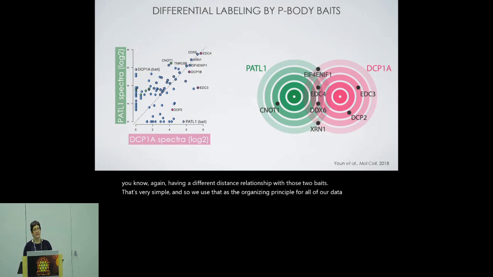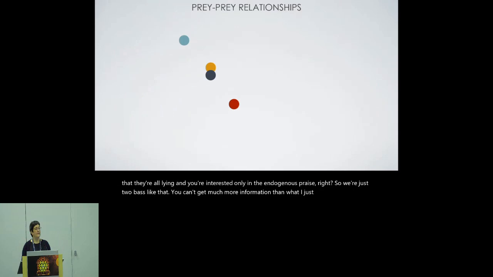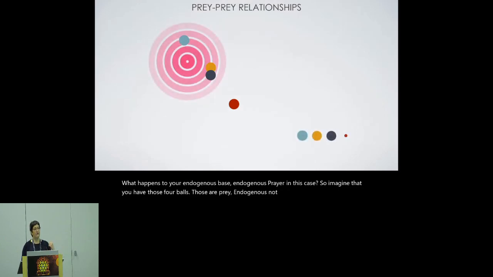So imagine now that you're not interested necessarily in the bait, because I told you already that they're all lying, and you're interested only in the endogenous preys. With just two baits like that, you can't get much more information than what I just told you. But if you have the potential to do many more baits, like 140 in this case, you will have a lot more information. So let's go back to trying to figure out what happens to your endogenous prey in this case. Imagine that you have those four balls, those are prey, endogenous, not tagged, and you're doing BioID with bait 1 and get a specific distance relationship of those prey to bait 1.